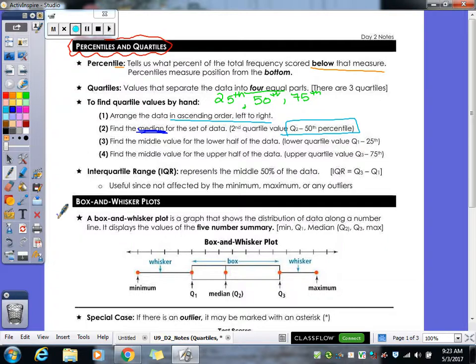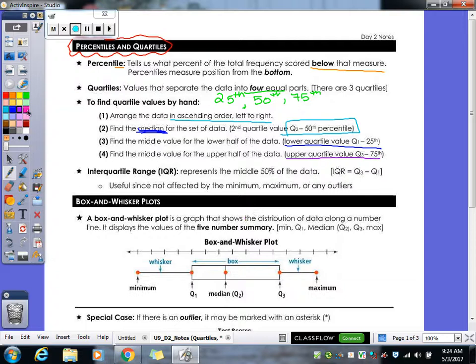So once you get that number, you're going to take the first half of that data and find the middle of that one. And that is what we call your lower quartile, also known as your Q1. That's your 25th percentile. And then you would take the upper half, find the middle of that one, and that's your upper quartile, known as your Q3.